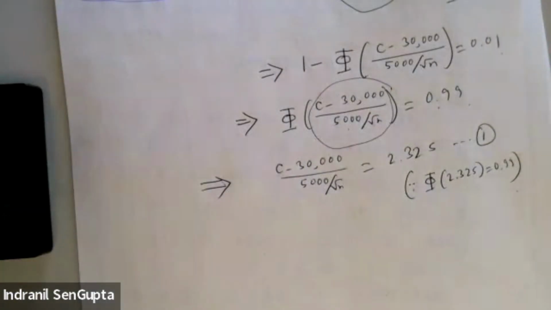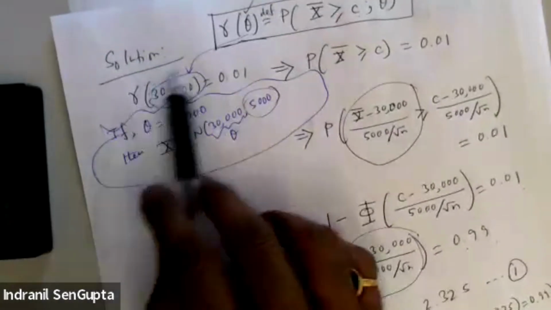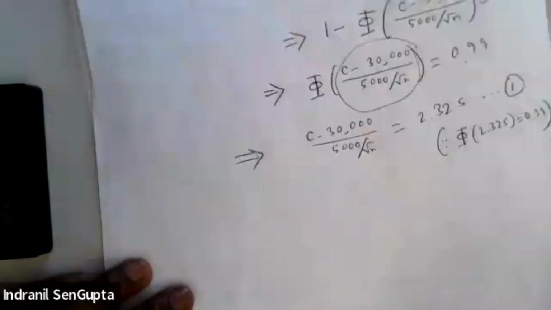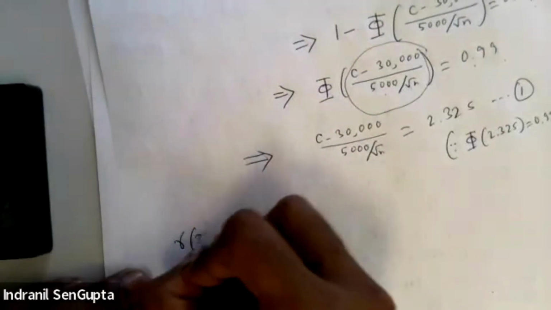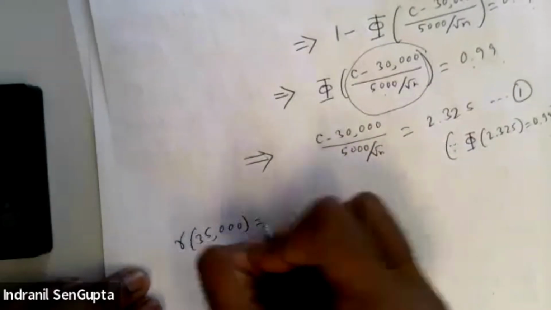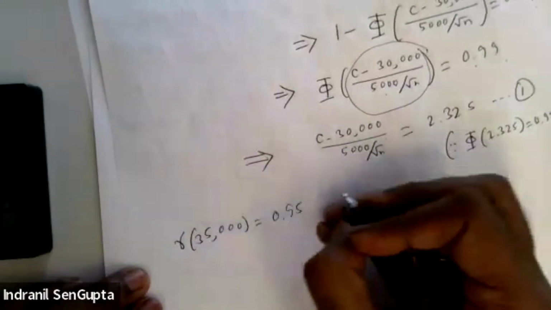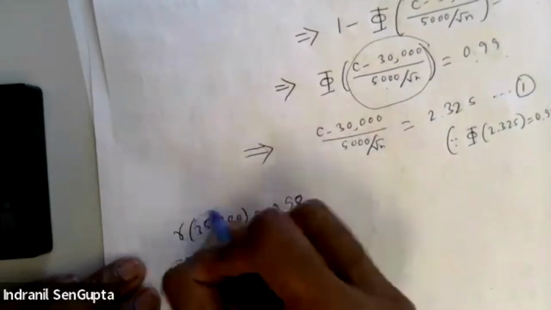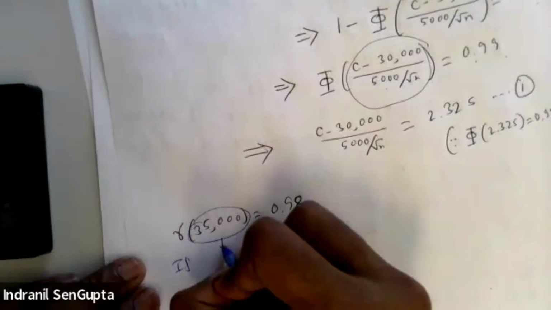Okay, now let's consider the other one. This is one condition that we took care of, but there is another condition. Gamma of 35,000 was 0.98. So let's use that. So now gamma of 35,000 is 0.98 once again. Observe that this is theta.